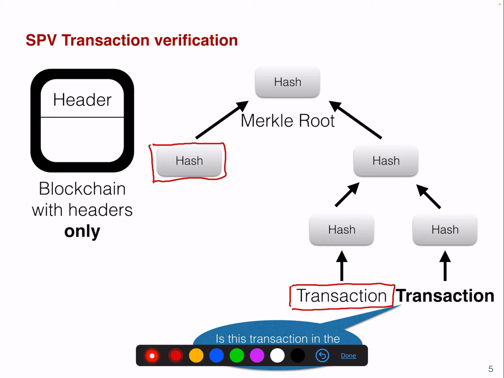Now, this Merkle root is included in the header, and we can verify whether this one is correct. If they're equal, then this means that, yes, this transaction is actually included in the blockchain. This is called the simple payment verification scheme because it's simple, it's lightweight, and it allows you to verify whether a transaction is actually included in a block or not.